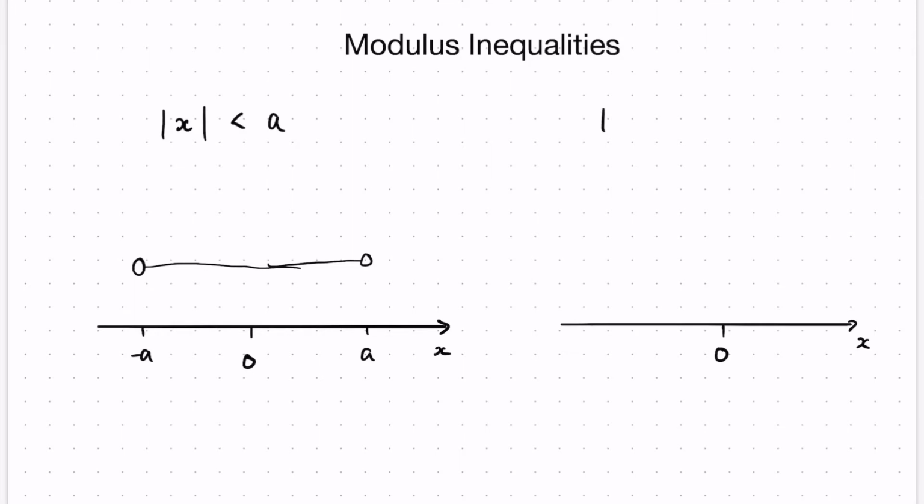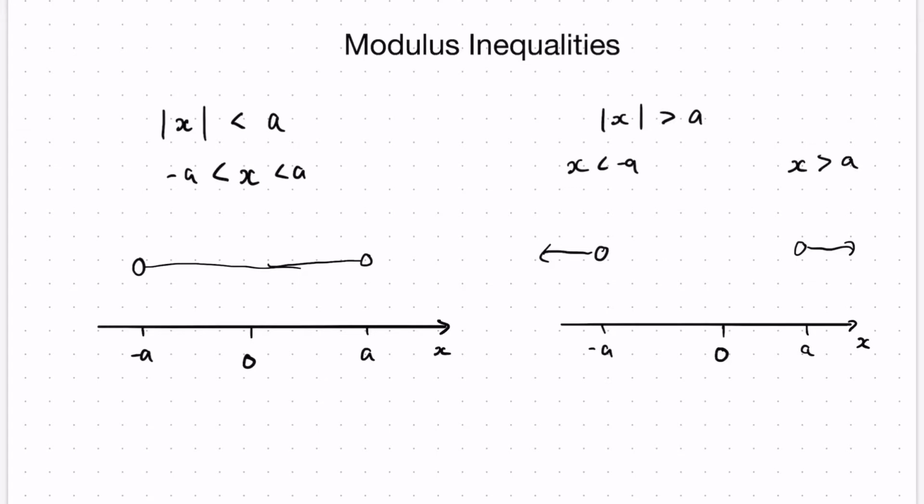What about if I have modulus x is greater than a? Well, that gives you x is going to be bigger than a, and also x will be less than minus a. So one of the ways you can rewrite this is x is less than negative a, or x is greater than positive a. So that's how the modulus function interacts with the inequality.